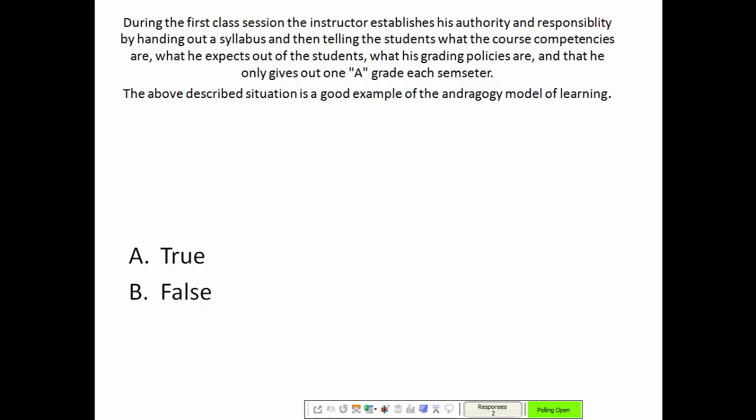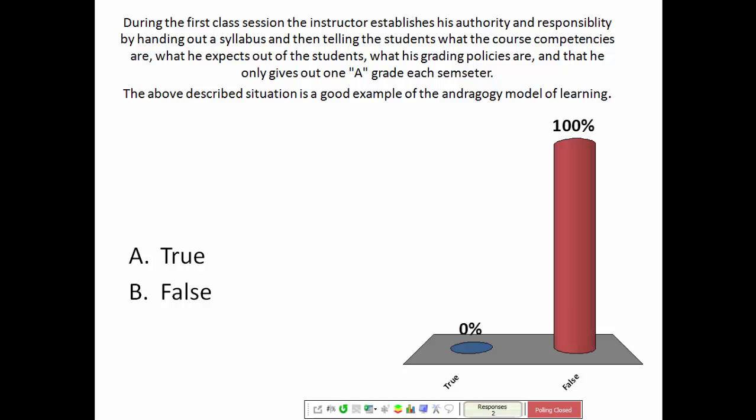So our two students answer. We can see their responses are locked in with the audience response system. We move on, and we see that both students guessed false, which is the correct answer. So they both were able to identify that this situation was not consistent with the andragogy model of learning.